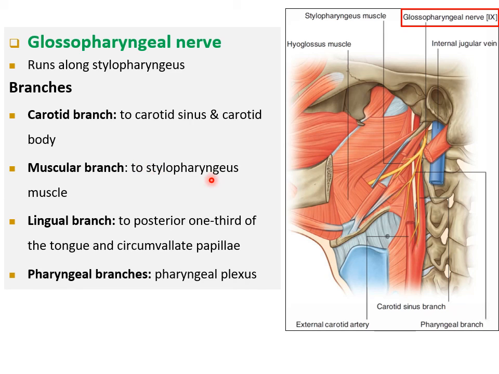It gives a muscular branch obviously to supply the stylopharyngeus muscle, and it gives a lingual branch, you know this already. It supplies the posterior one-third of the tongue and also the circumvallate papilla, which is there in front of the sulcus in the dorsum of the tongue, and gives pharyngeal branches which form the pharyngeal plexus through which it carries sensations from the oropharynx.